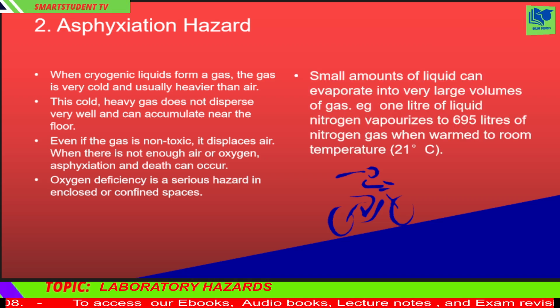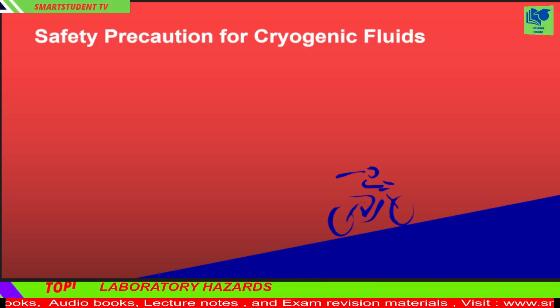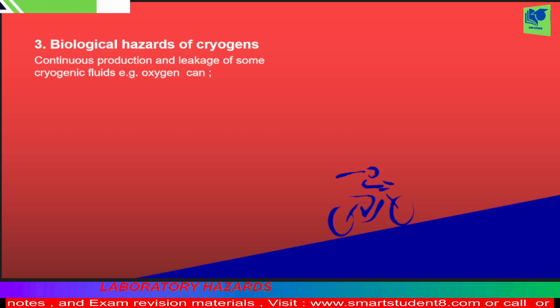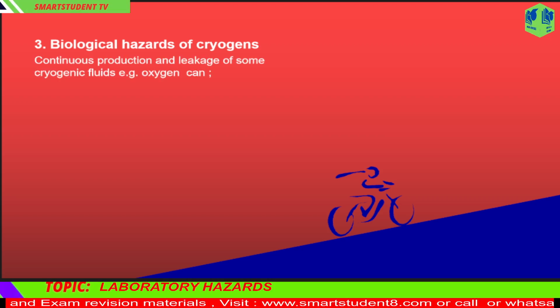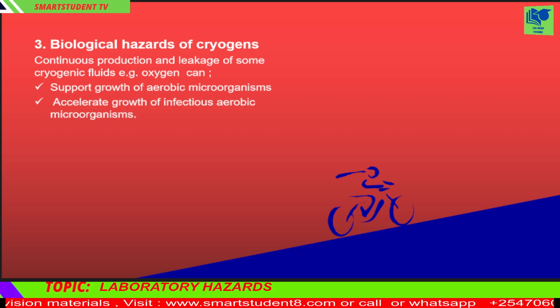Small amounts of liquid can evaporate into very large volumes of gas. For example, 1 liter of liquid nitrogen vaporizes to 695 liters of nitrogen gas when warmed to room temperature, 21 degrees Celsius. The continuous production and leakage of some cryogenic fluids, e.g. oxygen, can support growth of aerobic microorganisms or accelerate growth of infectious aerobic microorganisms.